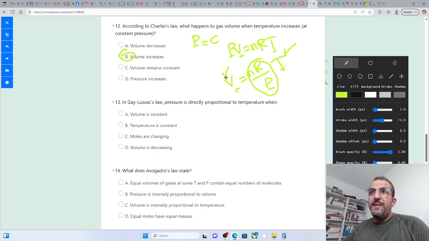For number 13, in Gay-Lussac's law, pressure is directly proportional to temperature when volume is constant. Temperature is constant, moles are changing, volume is decreasing. Again, the ideal gas equation: we have pressure times volume equal to number of moles times the gas constant times temperature.